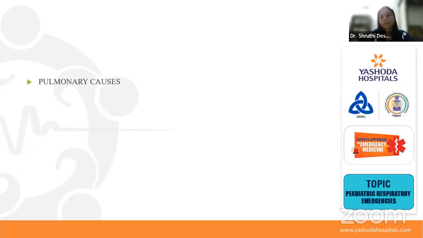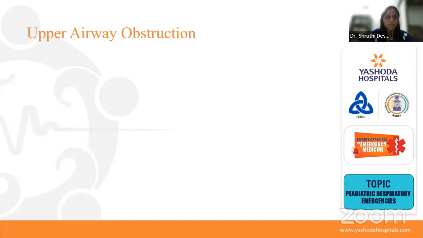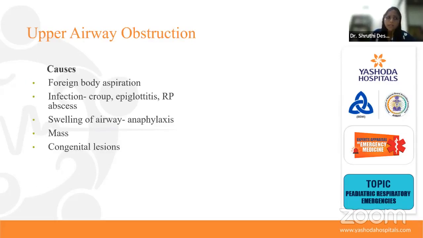So we'll be mainly discussing pulmonary causes today. Coming to the pulmonary causes, it can be divided into upper airway obstruction, lower airway obstruction, lung parenchymal disease, or any pleural disorders. Coming to the upper airway obstruction, it is mainly caused by foreign body aspiration, infections like croup, epiglottitis, retropharyngeal abscess, anaphylaxis, any mass, or congenital lesions like laryngomalacia or vascular rings and all.